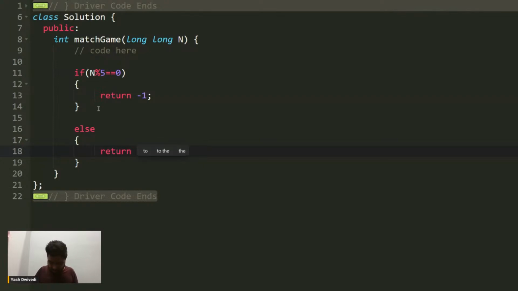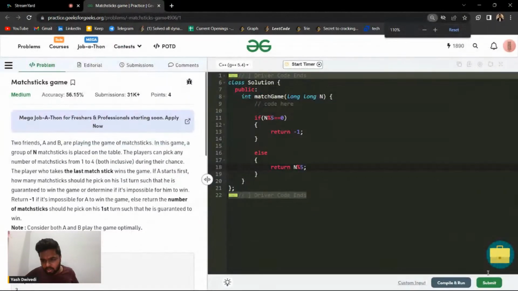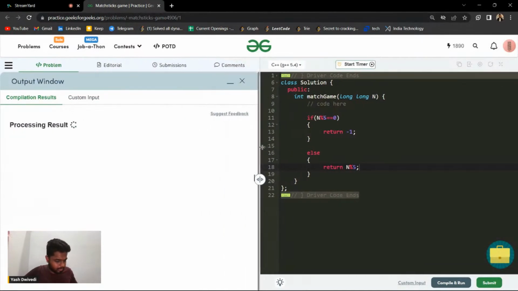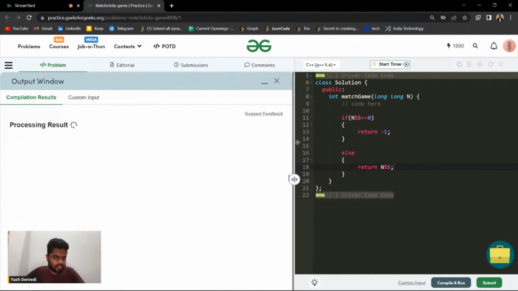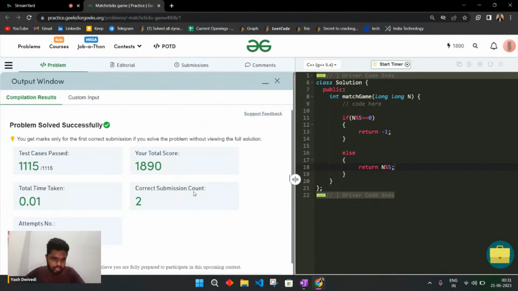Just give me a second. n modulo 5. Okay. So yeah, this is a very short code. In fact, just one line, order of one complexity code, you can say. I'll just try to submit it to check if it gets accepted or not. Hopefully it should. Yes, it does.